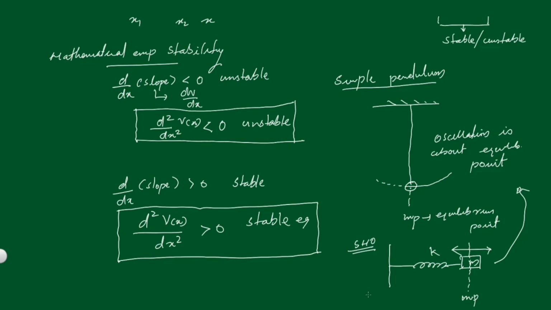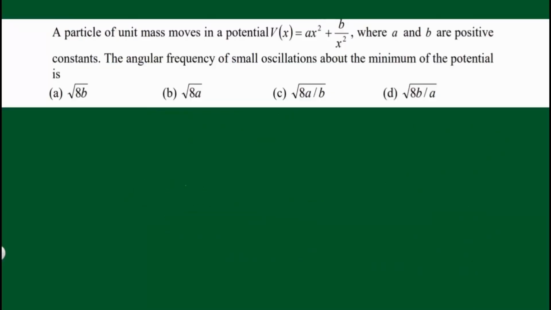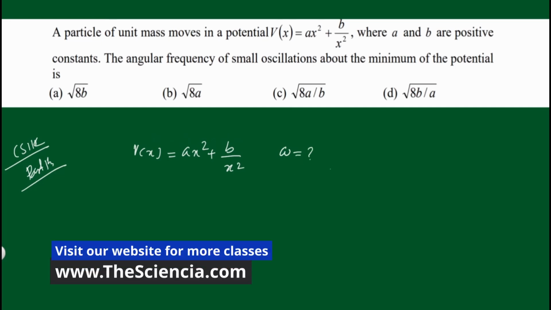Why I am telling this concept is that there is a set question related to it. This one is a previous CSIR problem and it is a part B problem. Here they give a potential V of x equal to a x square plus b by x square, where a and b are constants, and they ask us to find the angular frequency omega of small oscillation about a minimum potential.